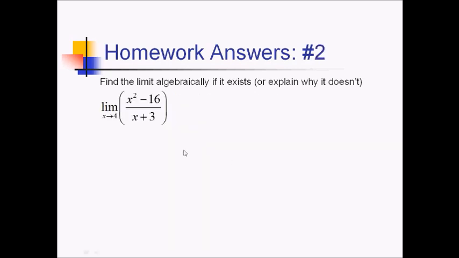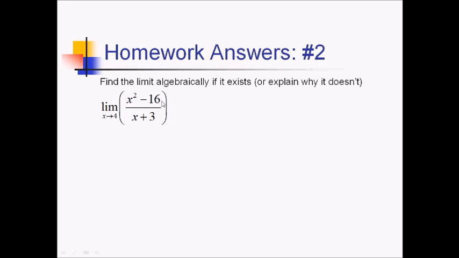For this problem, I'm trying to find the limit as x approaches 4 of this rational function. Now, it's tempting to factor this x squared minus 16, but there's really not much point to it because you can see very quickly you're not going to get 0 in the denominator by plugging 4 in. So there really isn't anything you're going to need to cancel out. Let's just go ahead and plug this in right away.